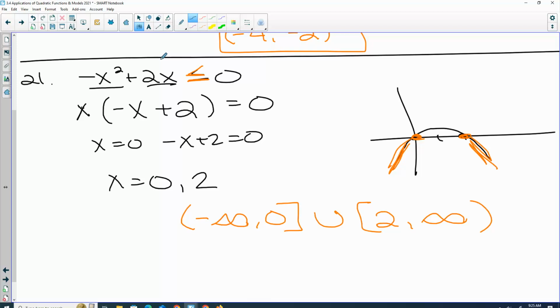Does everyone see how I'm looking at the graph to decide my inequality? Okay, make sure if you didn't have this on your paper, you're fixing it as we go, so you have something to look back at.